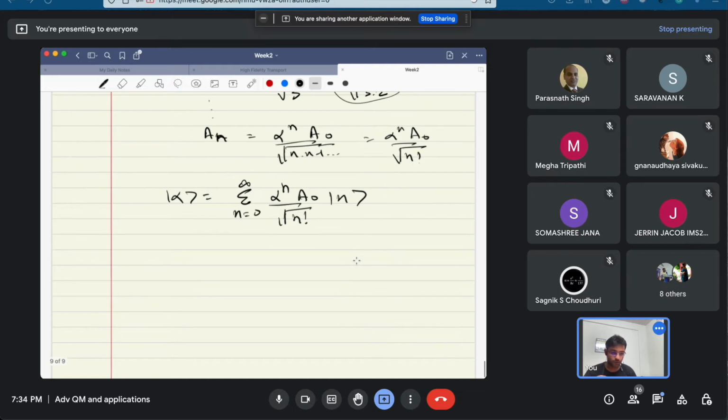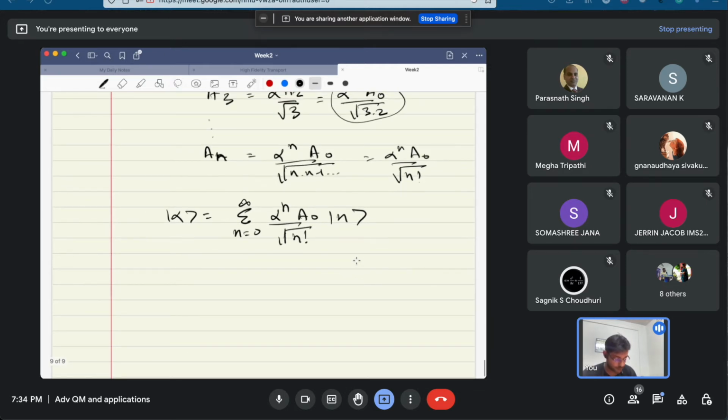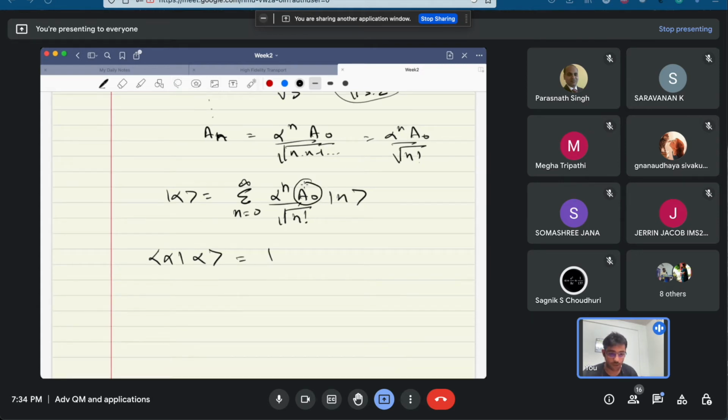Alright, so now our next job is to normalize this. So we have to find, basically, the a0 here.